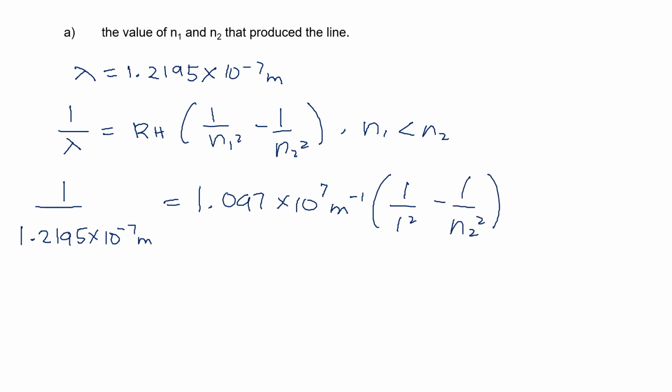Okay, so how to get the value of N2? We calculate that N2 will be equal to 1.99, or we can round off to 2. So we get the same answer for the value of N2 that produces this line, similar to the method in the previous part of this video.